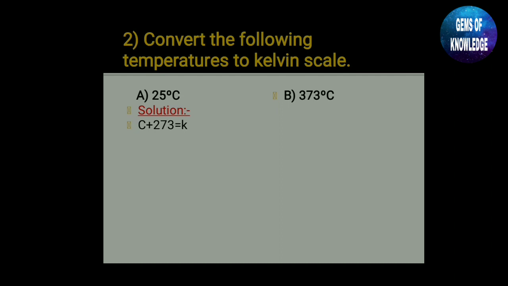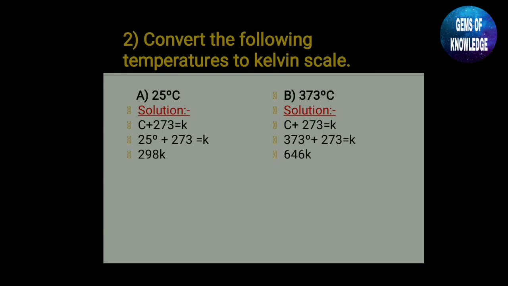Let us substitute the value of C here. C is 25 degrees, plus 273, which is equal to K. If you add 25 to 273, you are going to get 298 Kelvin. Similarly for the second one, 373 degrees Celsius: C plus 273 equals K. Substituting, 373 plus 273 equals K, and if you add these two, you are going to get 646 Kelvin. So this is the solution for the second one.